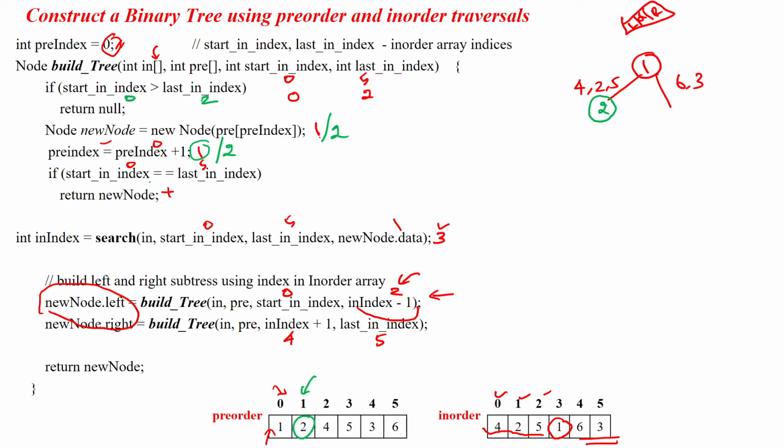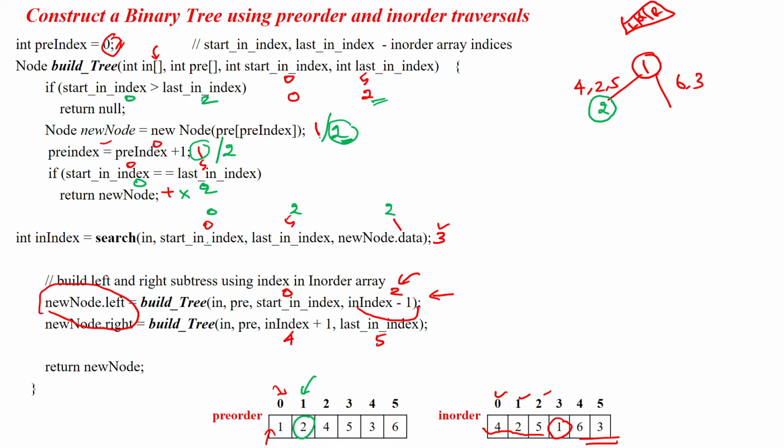Now we are checking the starting index, 0, and the last index is 2, so that condition is false and it will not execute. Now again we are searching for node 2: in which location of the inorder tree is node 2 available? For that we are passing 0 as the start index and the last index is 2, and the node value is 2.